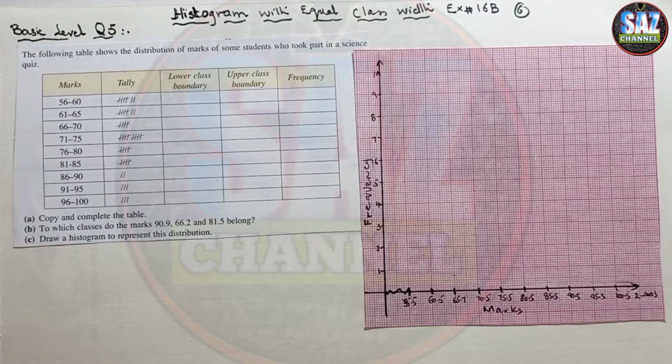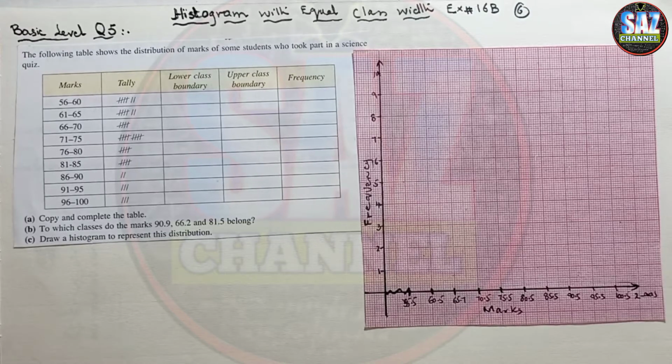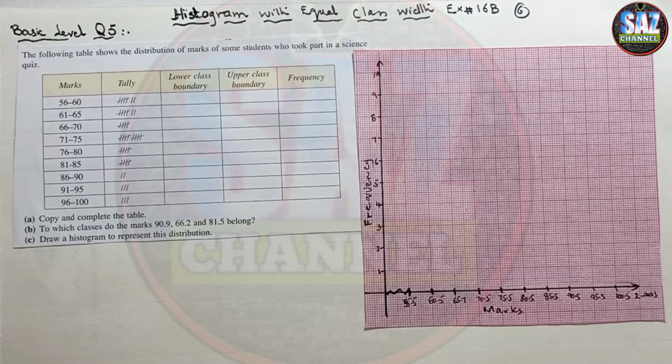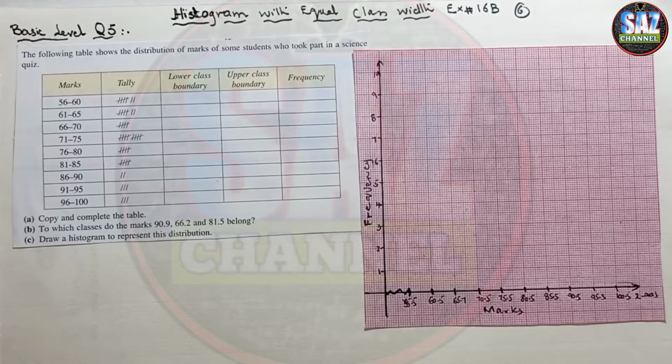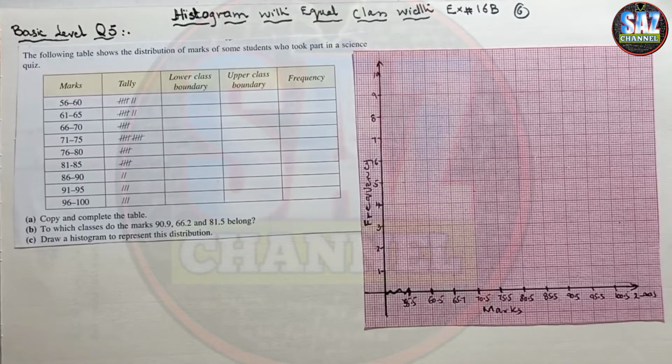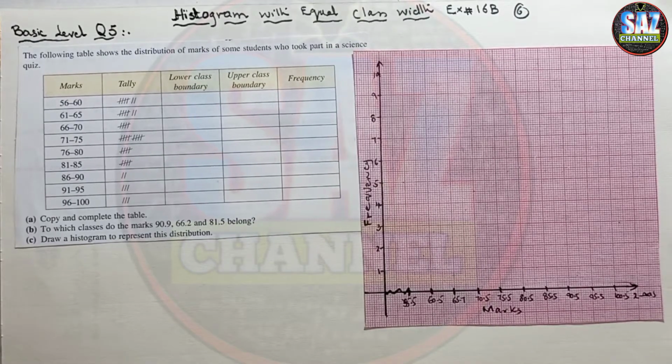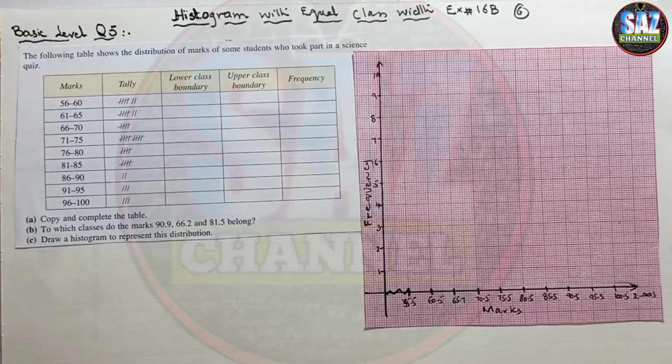This is my sixth lesson of D2, chapter number 16, exercise 16b. In today's class, we will be discussing how to construct the histogram with equal class width. What is a histogram and what are the important terms associated with it, like class limits, class intervals, class boundaries, class mark and class width. These are the important points that my students have to be clear about.